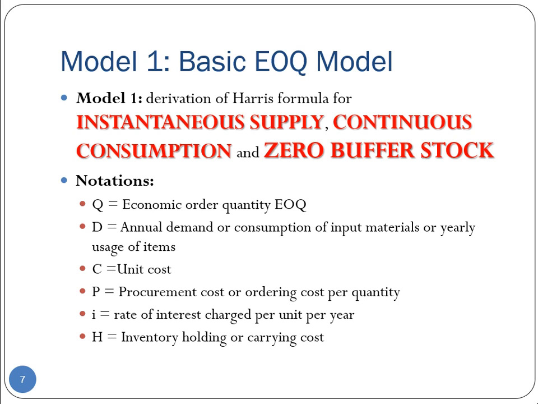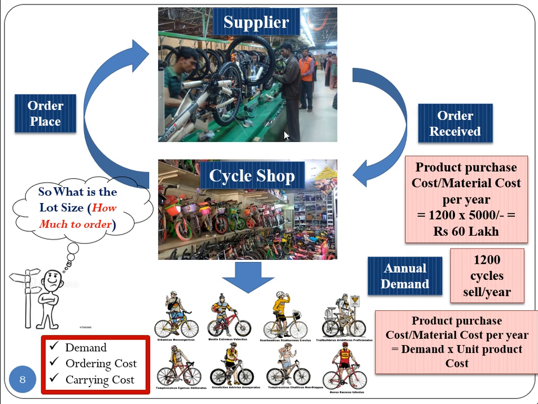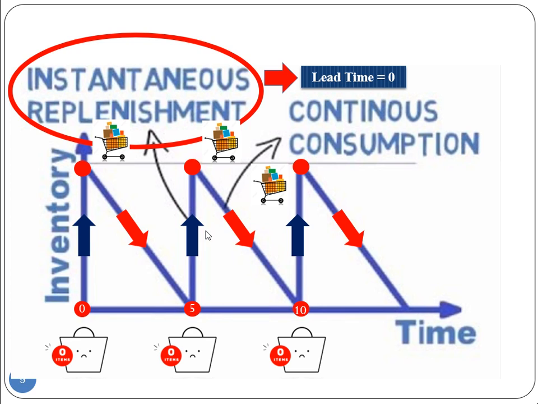Okay. Model 1, we have discussed: instantaneous supply, continuous consumption, zero buffer stock. That means instantaneous supply, whenever the stock is going to be zero, then he puts the order and gets instantaneous cycle supply from the industry, and consumption is continuous over there. Same example we can take for this. This is the case for the instantaneous supply. Replenishment is another word we can use.